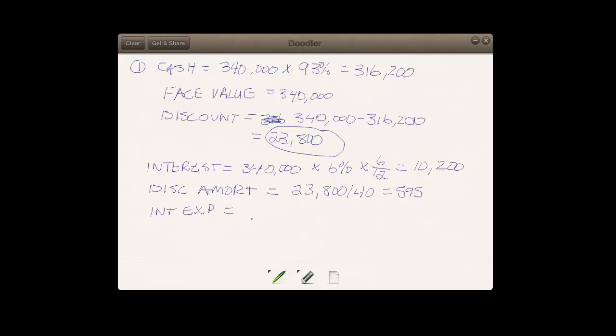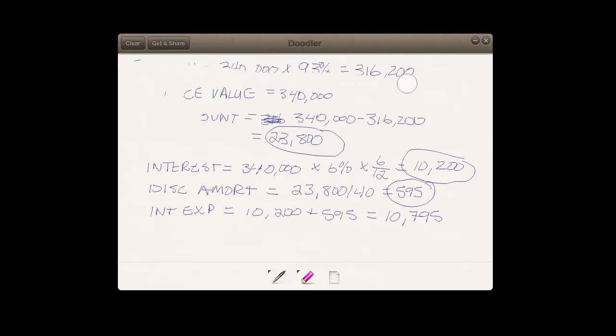Okay, and now we have interest expense. Interest expense is equal to the amount of interest that we're paying the bondholders, $10,200. We get that from right here. Now, do we add or subtract the discount amortization? We add it. When you have a discount, you add it. So we're going to add these two together to get the total amount of interest expense. So that equals $10,795.